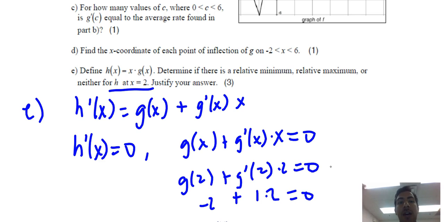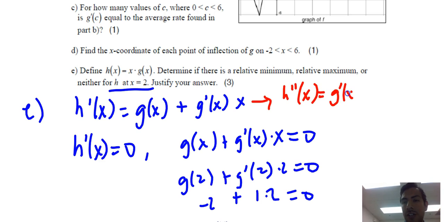I want that because I want there to be a slope of 0 if I'm going to have a minimum or a maximum. If the graph of h did not have a slope of 0 at x equals 2, then I would have neither a relative max or min. Okay, so finally, I'm going to do h double prime here. The reason I need h double prime is this question was asking for a second derivative test, because that's the only other way I would be able to determine if I have a relative max or min.